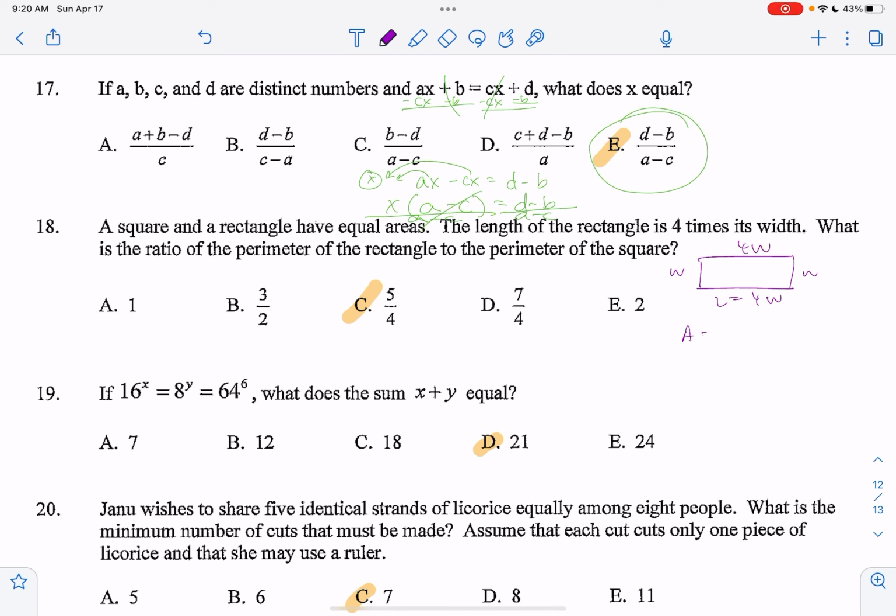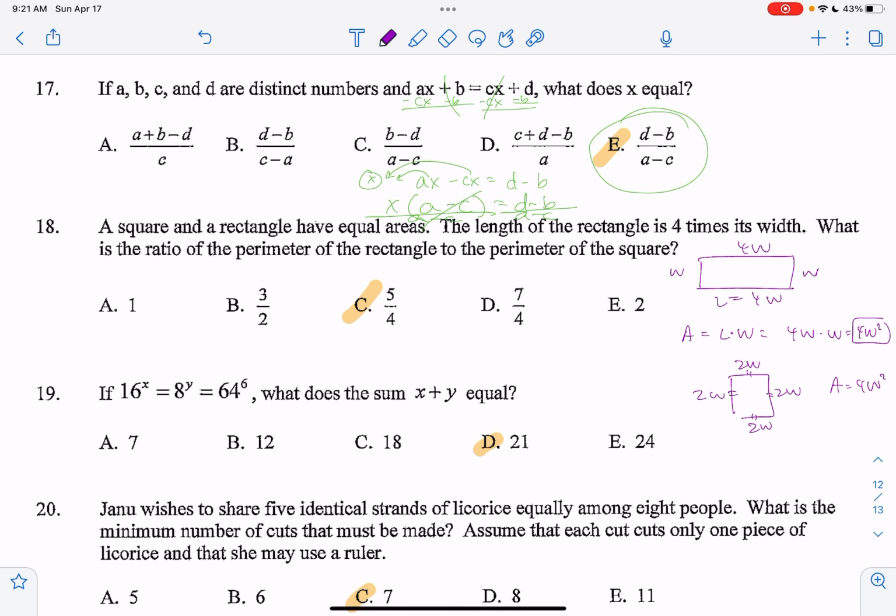Now the area here will be length times width, or w times 4w, which is 4w squared. Now a square with an area of 4w squared means that each side will be 2w, because 2w times 2w is 4w squared. You can also do the square root. Now the square has all sides equal.